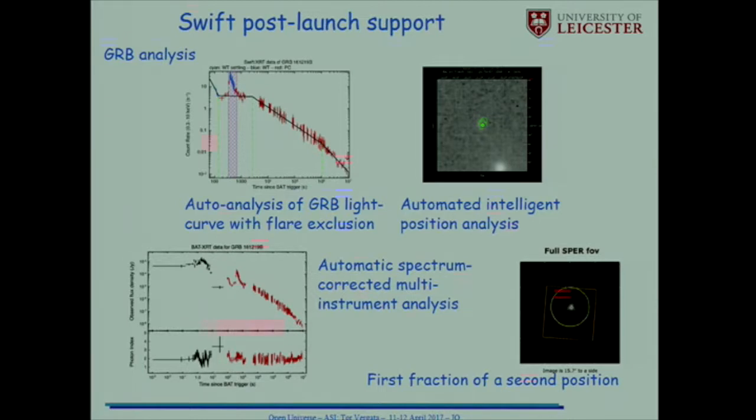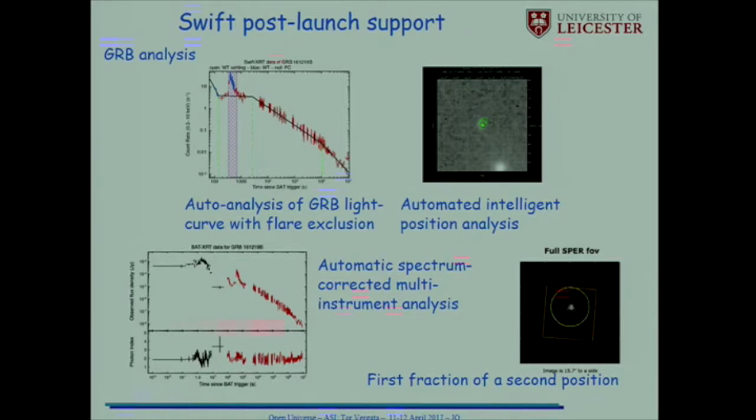We also perform intelligent position analysis to get the very best from the rather modest telescope that SWIFT has on board. We perform multi-instrument analysis to produce spectrum-corrected flux light curves. It's all very well presenting count rate light curves, but of course theoreticians don't work in count rate, they work in flux, so we have to correct for instrumental aspects, and combining instruments working in different wave bands is somewhat challenging for that. So we've done a number of things to produce light curves at any particular monochromatic energy that you choose.